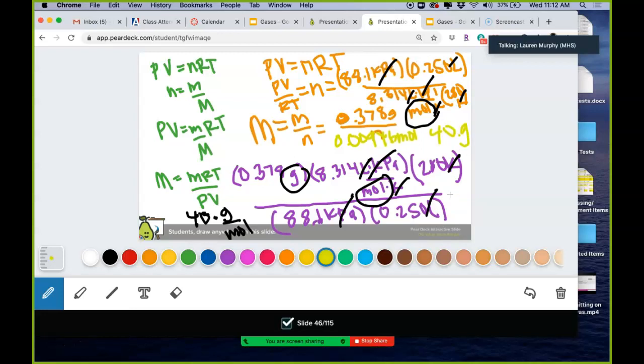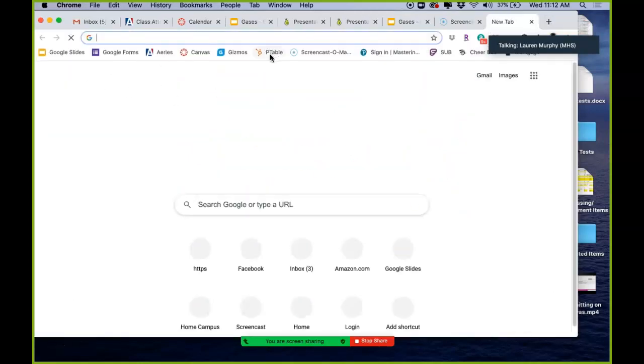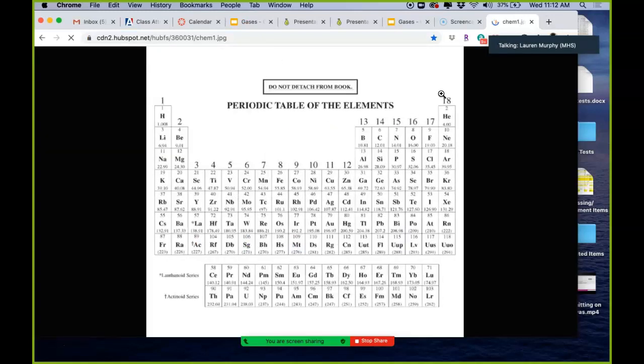And then again, to figure out who the noble gas is, you would pull up your periodic table, and you find your noble gas family, it's right here, and you find whoever is closest to 40, and that would be argon. It's 39.95. That's pretty darn close to 40 grams per mole.